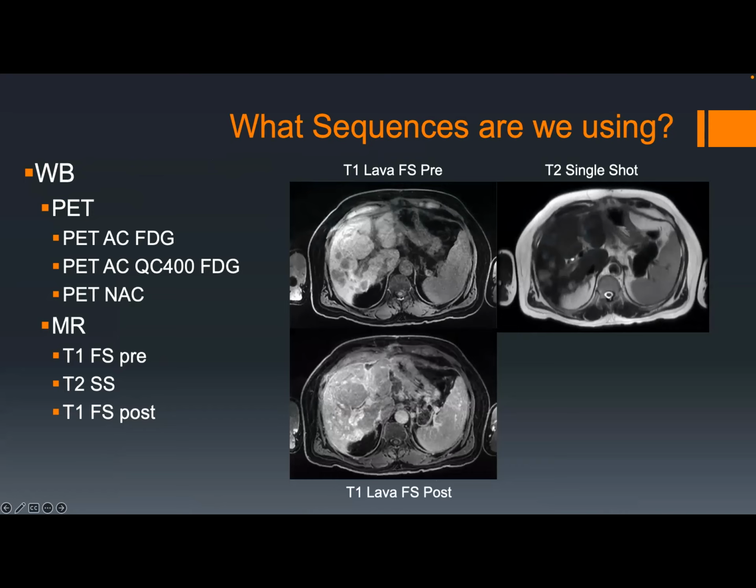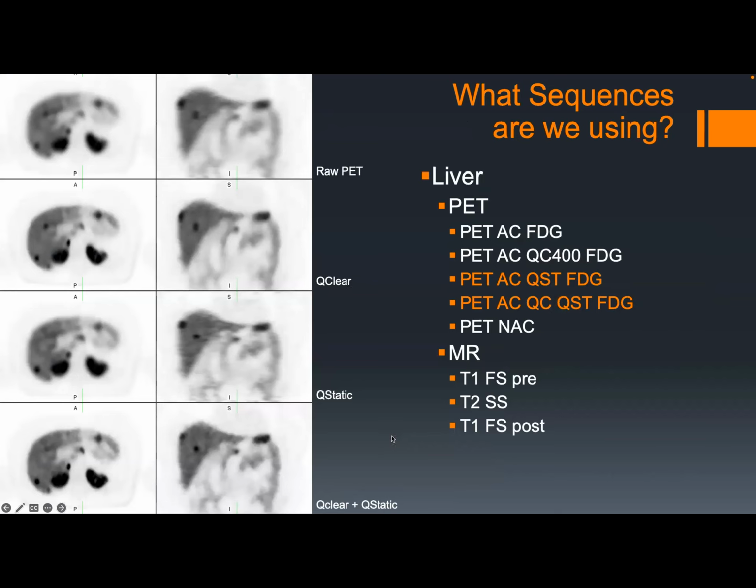We're also doing T2 single shots. We're actually experimenting with using diffusion images for the whole body instead of the T2s because they often show very similar information, and the diffusion gives slightly better target to background as opposed to the T2s. So these are what we use for the whole body. This is what they look like. And then, we fuse these with these guys, and that's how our whole bodies work.